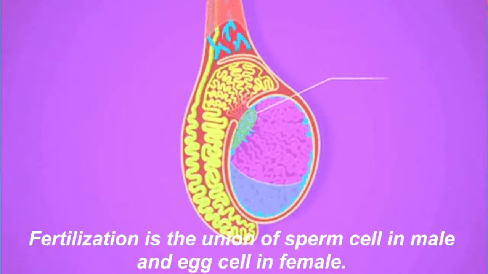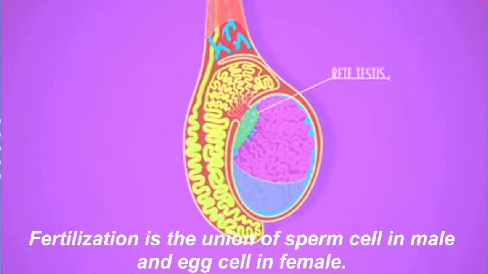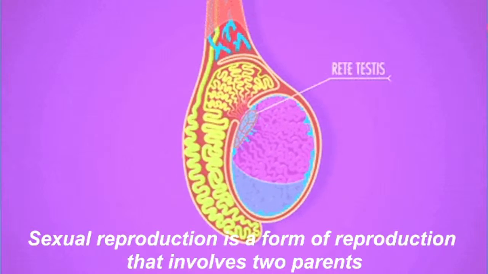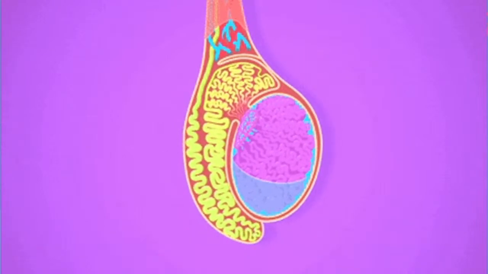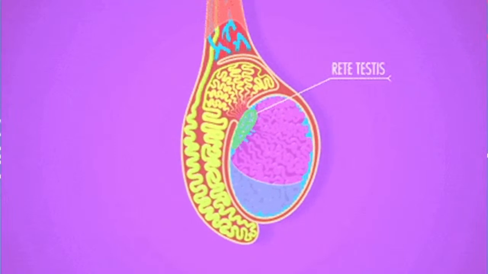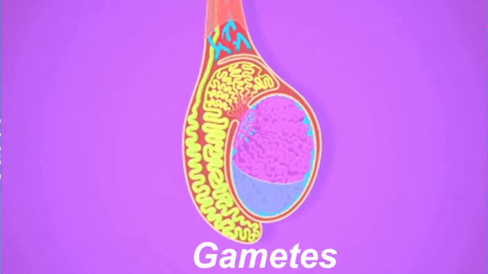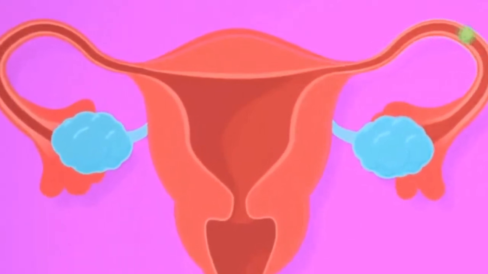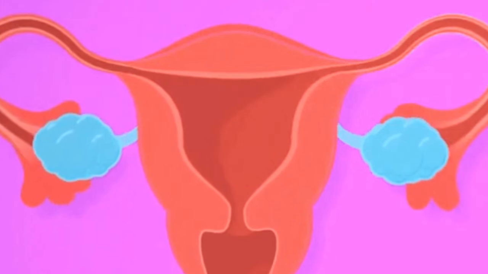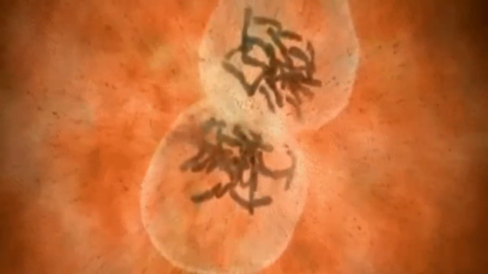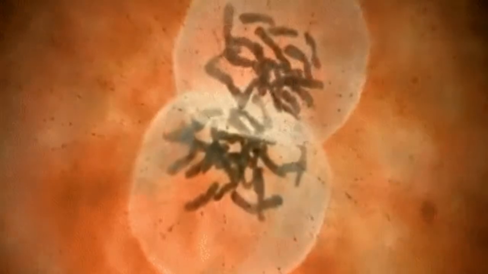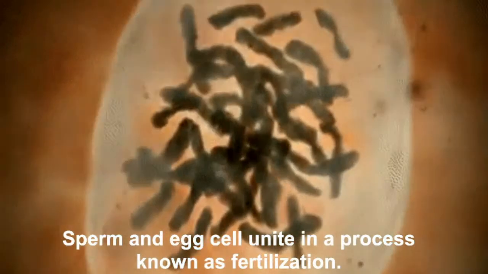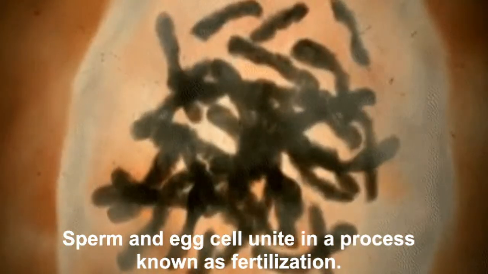Fertilization is the union of sperm cell in male and egg cell in female. Sexual reproduction is a form of reproduction that involves two parents. Humans and all animals that reproduce sexually have reproductive cells called gametes. Gametes are formed during meiosis, in the form of sperm produced within the testes of males, or eggs produced within the ovaries of females. Under favorable conditions, sperm and egg cell unite in a process known as fertilization.